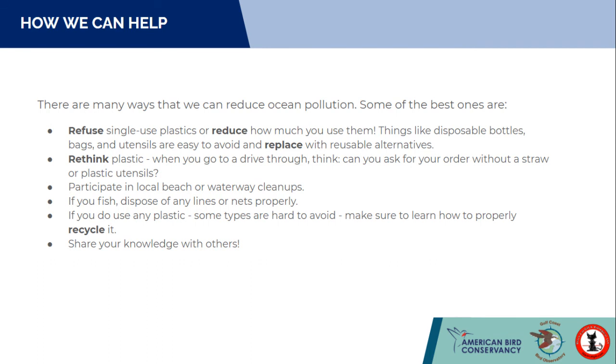There are so many ways that you can help reduce ocean pollution. You can refuse single-use plastics or reduce how much you use them. Things like disposable bottles, bags, and utensils are very easy to avoid and replace with reusable alternatives. You can rethink your plastic so that you use less of it. For example, when you go through a drive-through, you can think to ask for your order without a straw or plastic utensils.